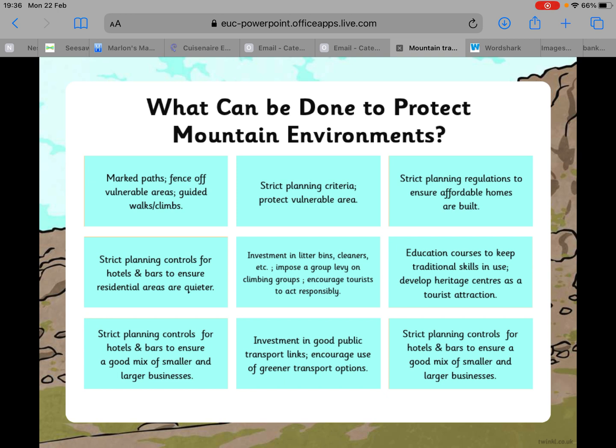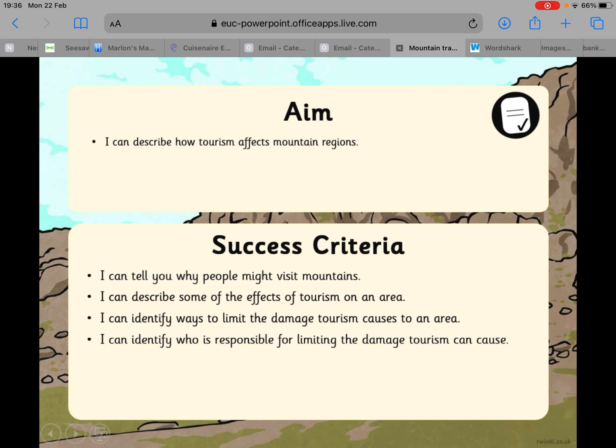So what I'd like you to do, split your page into two. What are the good parts or the good effects of tourism on a mountain area, and what are the bad or the negative? And what can you do to avoid some of those things happening? Okay, we can talk about it in the Zoom meetings. Please watch the videos that I put the links to underneath, and those will help you with your understanding of this. And it's a really interesting topic, actually.